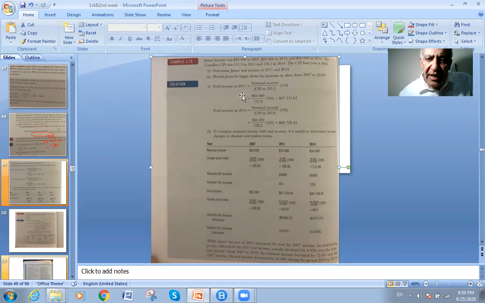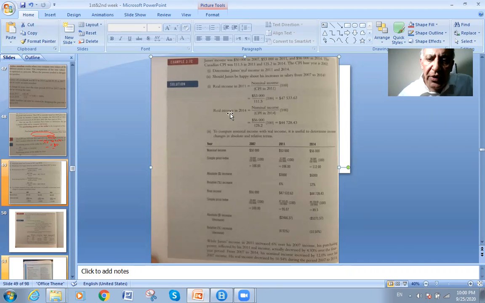So nominal income in 2011, his nominal income in 2011 was how much? 53,000. See, 53,000 in 2011. I will divide it by the CPI in 2011. The CPI was 111.5 in 2011. That's it. And I will multiply this by 100. It will give me this amount, 47,533.63, right? That's right. Okay.